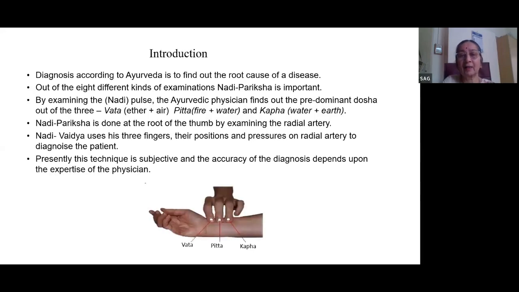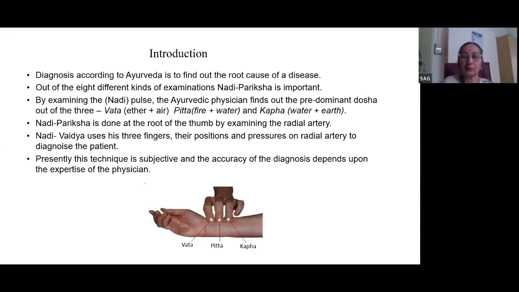Diagnosis according to Ayurveda is to find out the root cause of disease. It is one of the 8 important examinations which Ayurveda people do. By examining this nadi, the Ayurvedic physician finds out the predominant dosha.